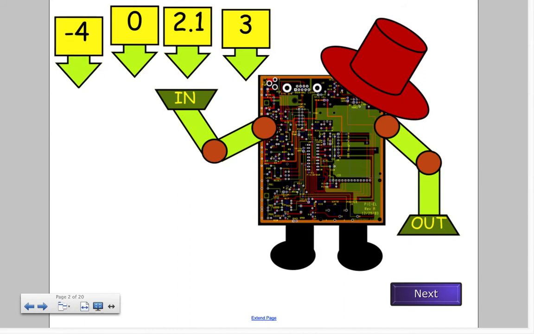Okay? So now what we're trying to determine is if you put something into the machine, can you figure out what's coming out and find a pattern? Okay, so we're going to do another one.